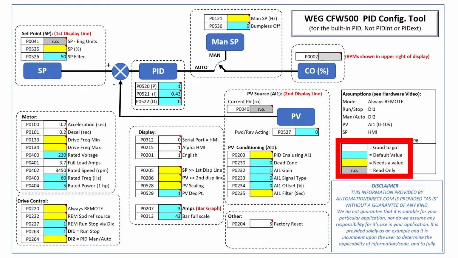This legend tells you what all the colors mean. All of the blue parameters are factory defaults, and the gray cells are read-only. So all we have to do is take one group at a time and fill in the yellow blanks. When we do, those turn white.